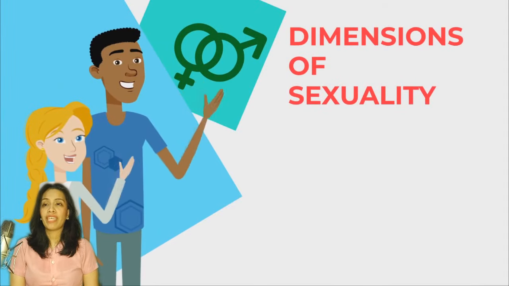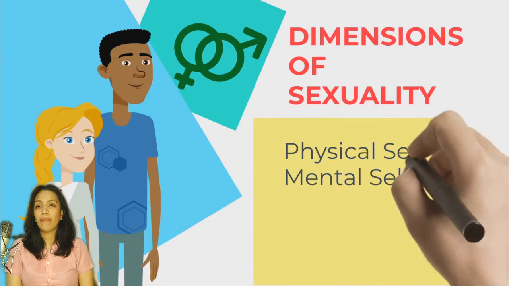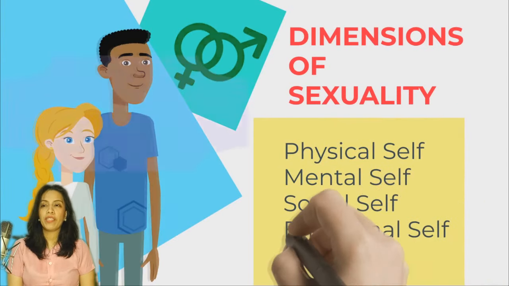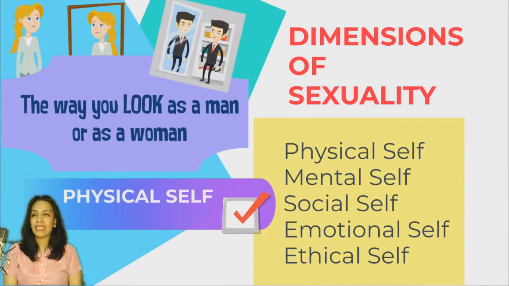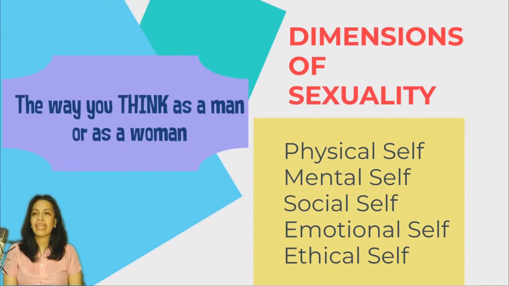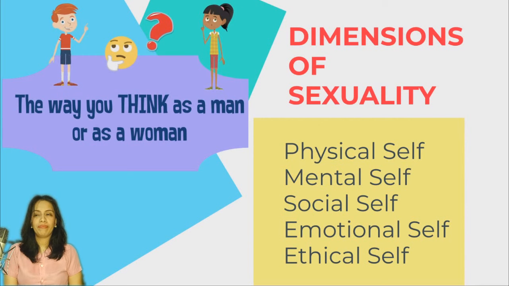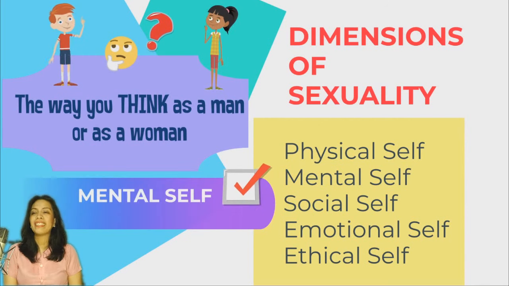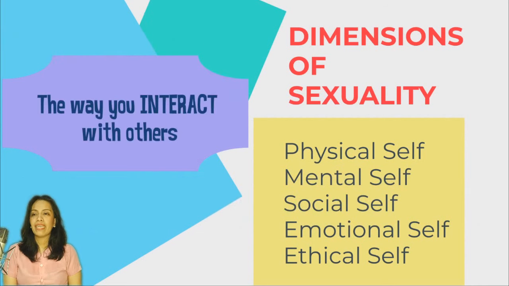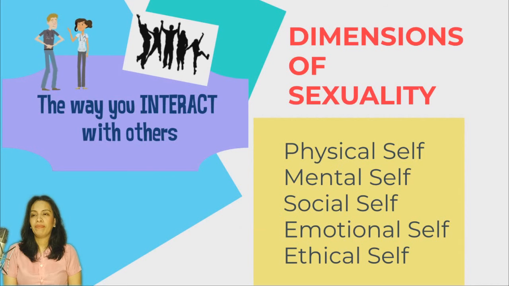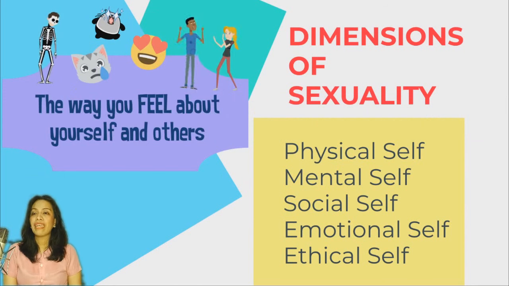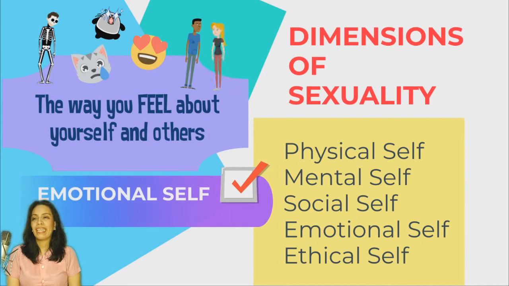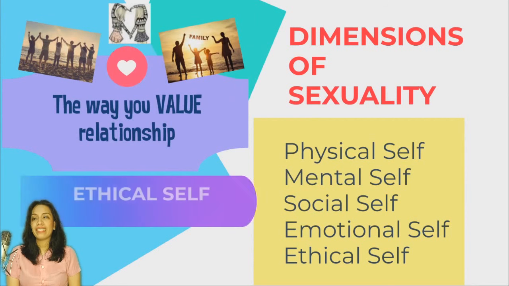We have here the dimensions of sexuality. Let's try to identify what dimension of sexuality is being described. First one, the way you look as a man or as a woman. Correct. It is physical self. Next is the way you think as a man or a woman. Correct. It's mental self. Next is the way you interact with others. You got it right. Social self. Next is the way you feel about yourself and others. That's right. It's emotional self. And last one, the way you value a relationship is the ethical self.